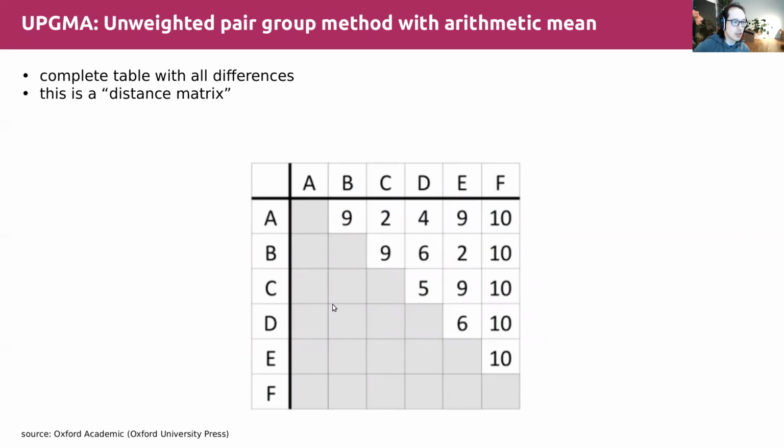We could fill in these ones across the diagonal. They would just be a mirror image of these, or we can just fill in these ones to make it easier. And for example, we said there are 9 differences between A and B, so we put a 9 in this square here. And there were 2 differences between A and C, so there's a 2 in this square. And then you would go through and measure all these distances and put them into this table.